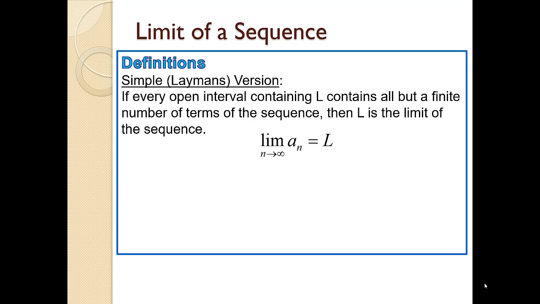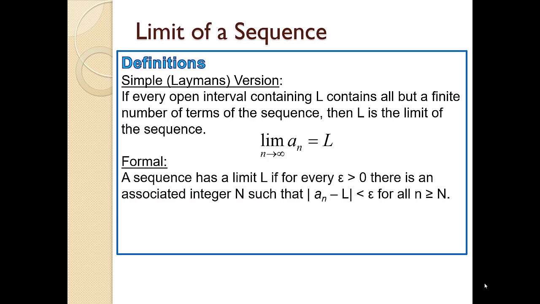Now, you might wonder then, what would it mean to have a limit of a sequence? After all, that's why we're doing this. So there's a couple versions. The simplest version is if every open interval containing L contains all but a finite number of terms of the sequence, then L has to be the limit of the sequence. In that case, we would write that the limit of a sub n, the limit of the sequence, as n increases without bound, as n goes to infinity, is L.